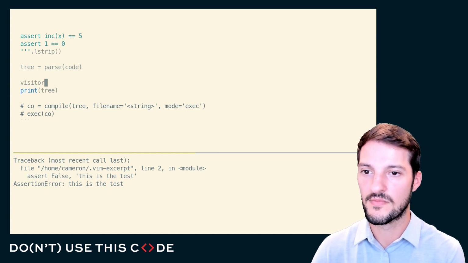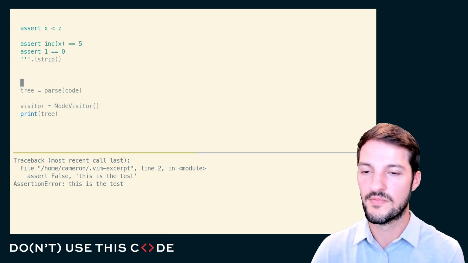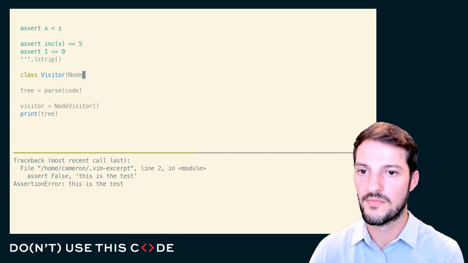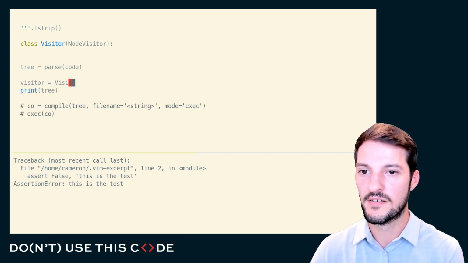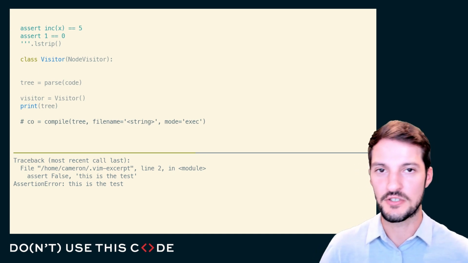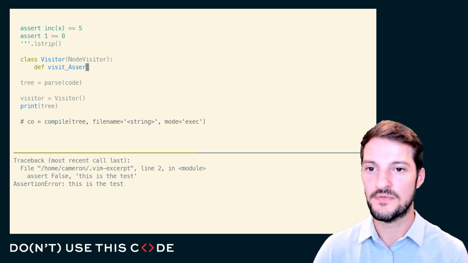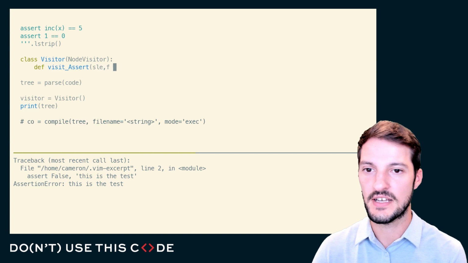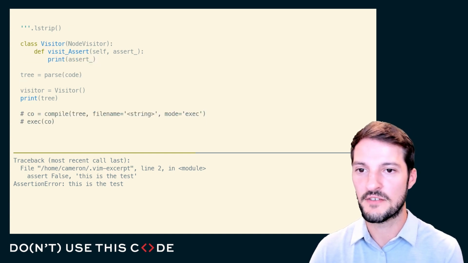I'll go ahead and create this visitor class. Right? We inherit from it. When we use it in this pattern, we can perform an action. This is very object-oriented. We can perform an action anytime we visit a specific node. And so I want to visit every single assert. And this takes itself as well as the assert that we're visiting. And I just want to visit every single assert, and I'll just print it out.